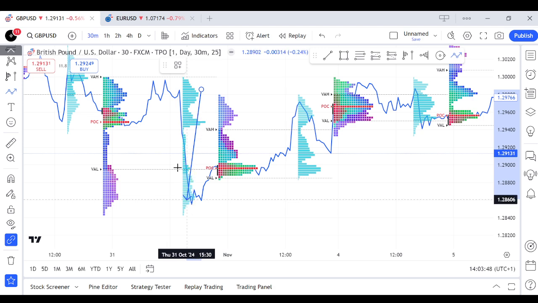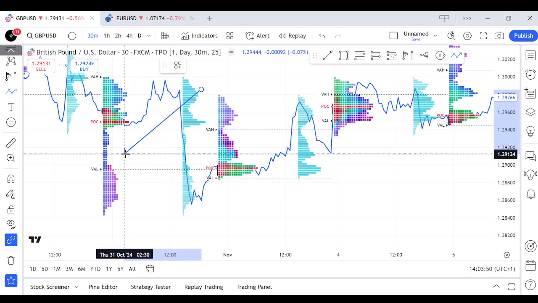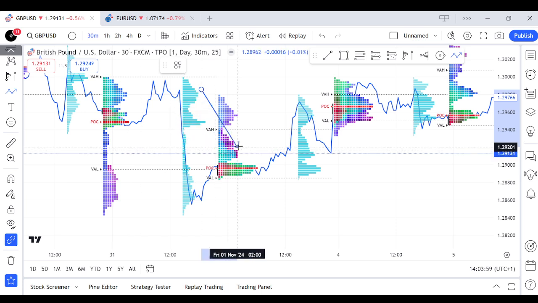A wide initial balance like this one might suggest a range bound day, while a narrow initial balance could indicate trending conditions. Understanding the IB helps you anticipate market behavior and adjust your trading strategy accordingly.